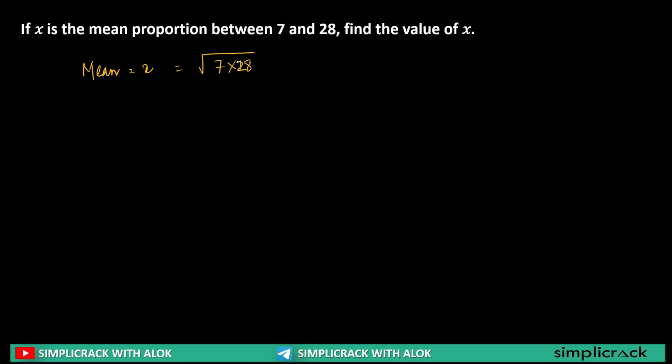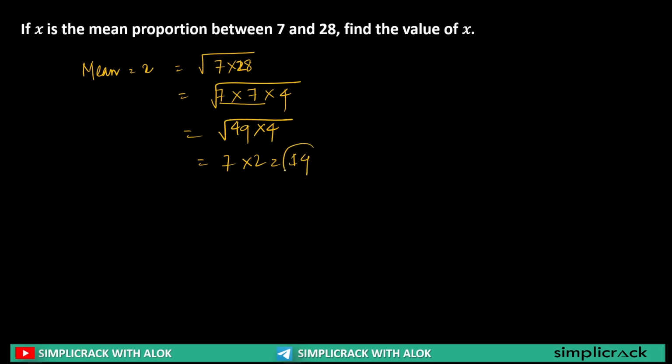Sorry, it is 28. So I can write 7 into 28 as 7 into 4. Now square root of 7 into 4, that 7 into 7, that is 49. This can be written as 49 into 4, right? So square root of 49 is 7, square root of 4 is equal to 2, so it is 14. So the mean proportion, or the x, is 14. You can solve it this way. We're just simplifying the square root thing.